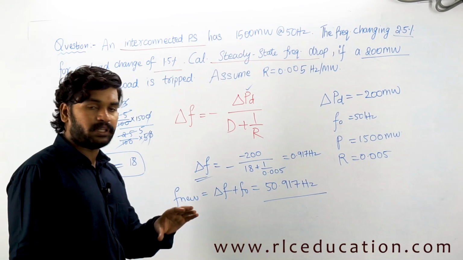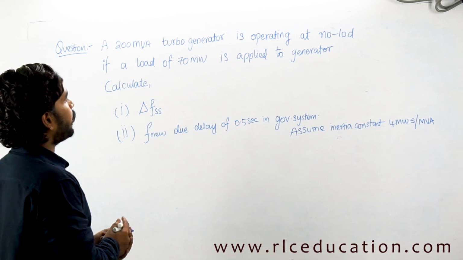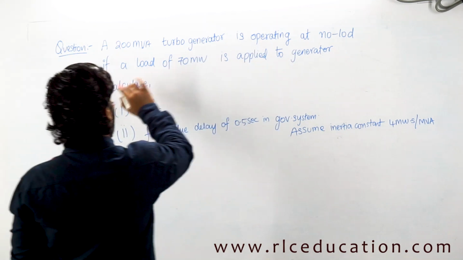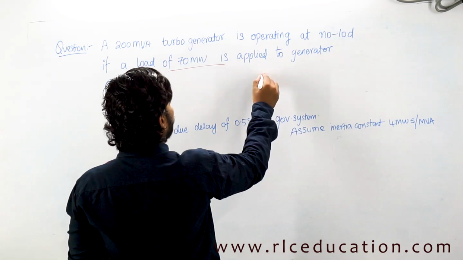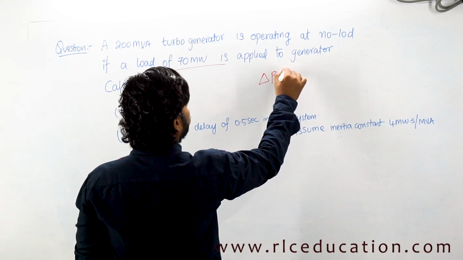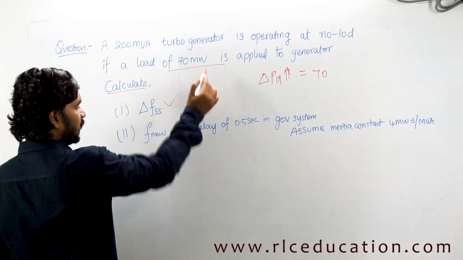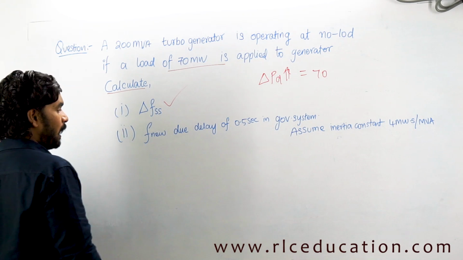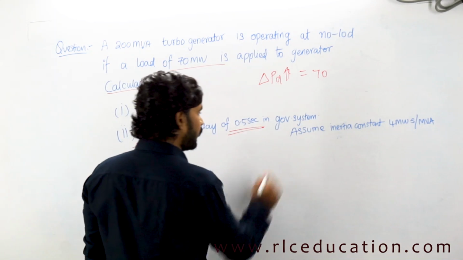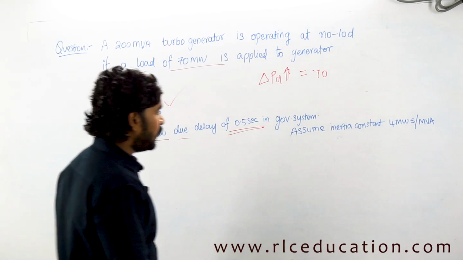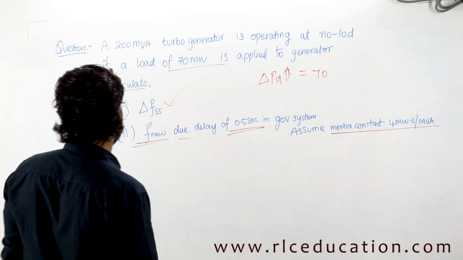Next question we will see about the isolated generator operation. A 200 MVA turbo generator is operating at no load, okay, and if a load of 70 megawatts is applied to the generator, that means load has been increased, delta P has been increased, and that is equal to 70. Now you are asked to find the steady state frequency drop and the new frequency if there is a delay of 0.5 second in the governor system, and assume that the inertia constant is equal to 4 megawatt second per MVA.